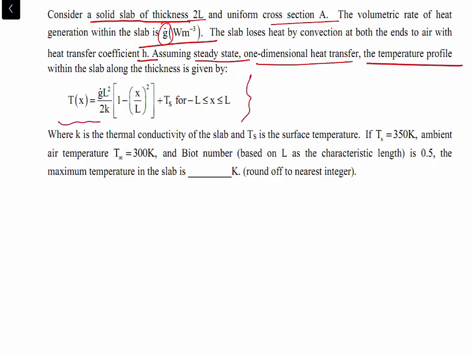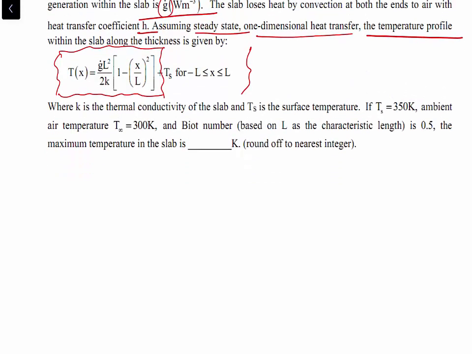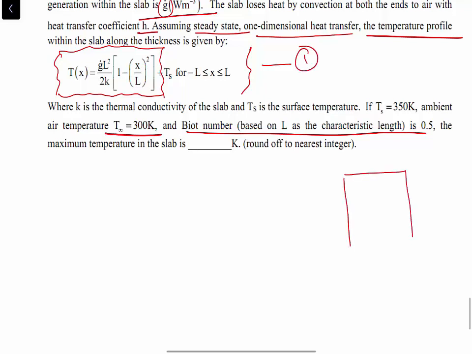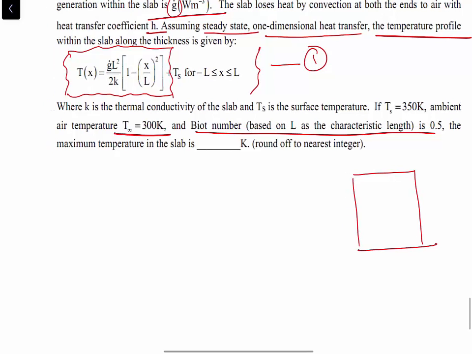So if you see this profile, mathematically this equation is of a parabola. Okay, so we will see how we can use this information, where k is the thermal conductivity of the slab, Ts is the surface temperature, Ts 350 Kelvin is given, ambient temperature of 300 Kelvin is given, Biot number is given, so much information is given. So from this equation number 1, if I want to draw a plot, it will be like this from minus L to L. As I told, it will be a parabola, so there is a heat generation, the profile will be like this.